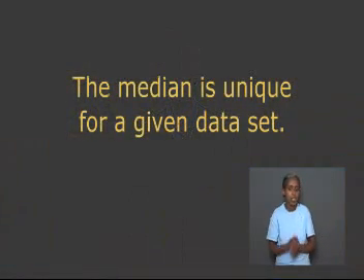The final property of the median states that the median is unique for a given data set. This means that there can only be one median for each data set. There is only one number in the middle placement. If the data set has no middle place, such as an even-numbered data set, we will still find a unique number by using the two middle values.